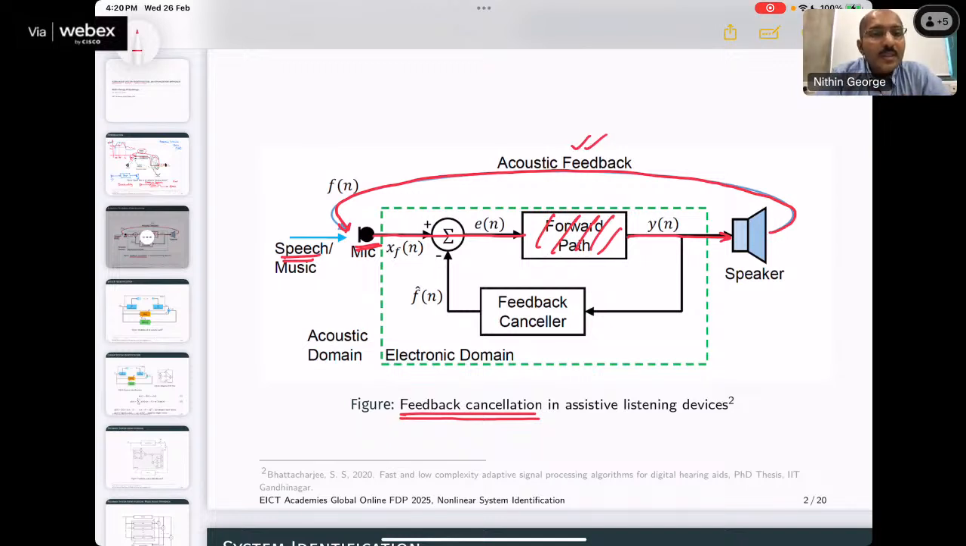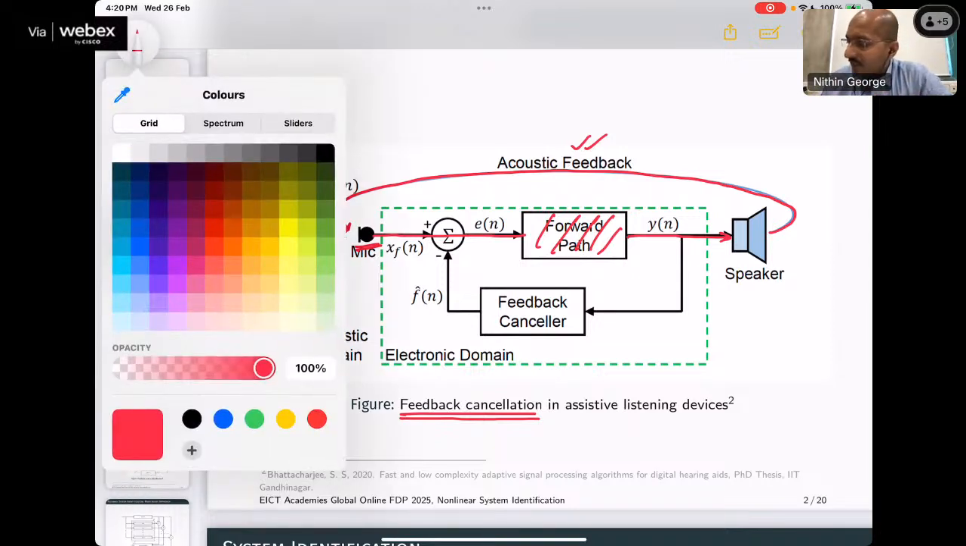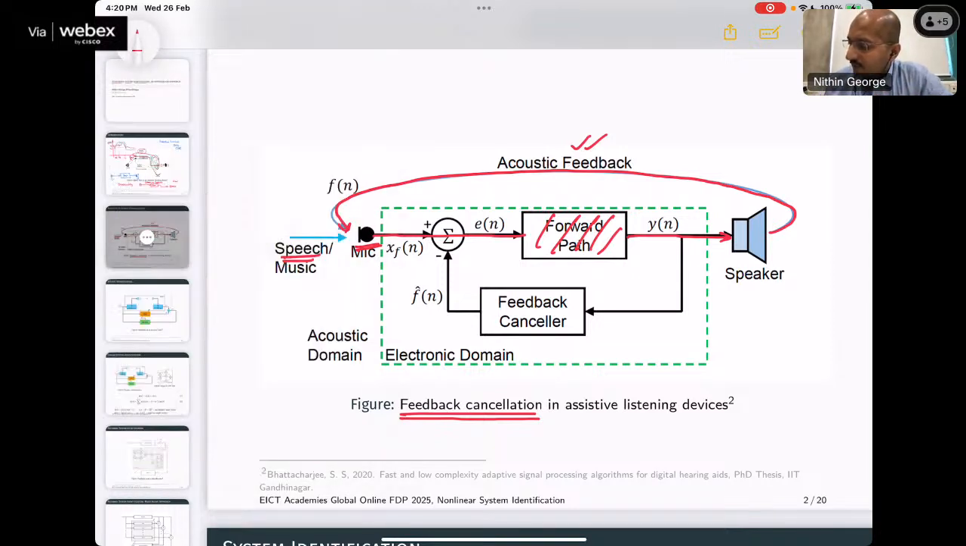So now my question is, I have a signal xf of n, which is equal to, let's assume that speech is x of n, even though I should not write it like that, x of n plus f of n. This is not a very accurate representation, because that sound is not in the discrete time domain. I have written x of n, f of n; these are all discrete time signals.